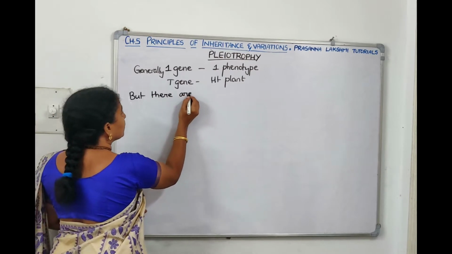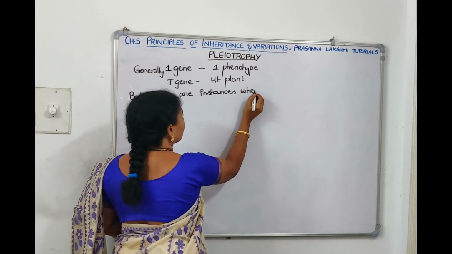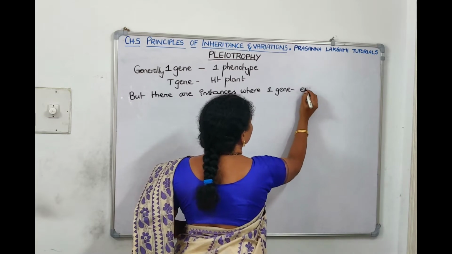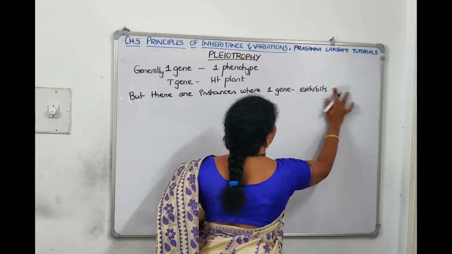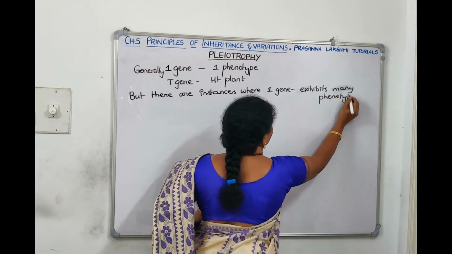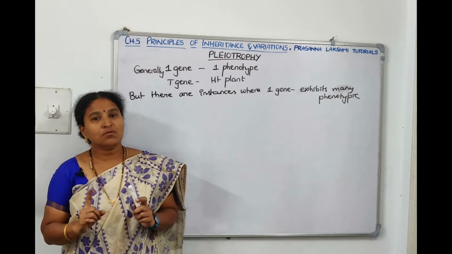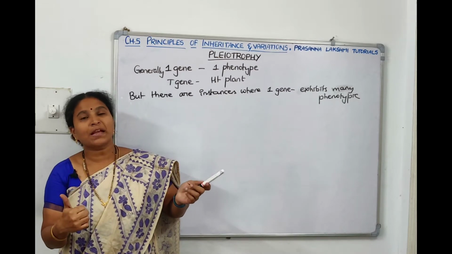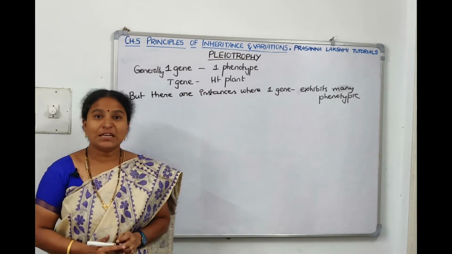There are instances where one gene exhibits many phenotypes. Then such a concept is called pleiotropy. One gene usually shows one phenotypic expression only, but if one gene can show many phenotypic expressions, then that's an example of pleiotropy. A very good example for pleiotropy is phenylketonuria.